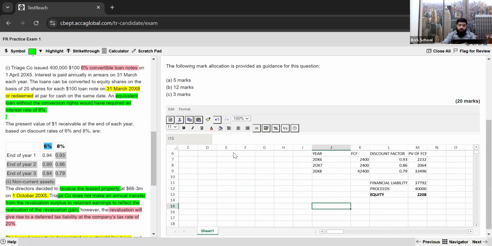Now, what's next? I'm going to work out the amortized cost. I'm going to prepare the amortized cost table for 20x6. The first thing is the opening liability. The opening liability is going to be 37792. And then I'm going to apply the effective rate. Effective rate is 8%, I think.